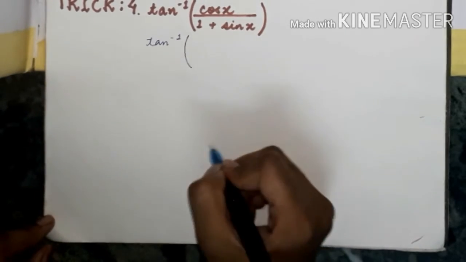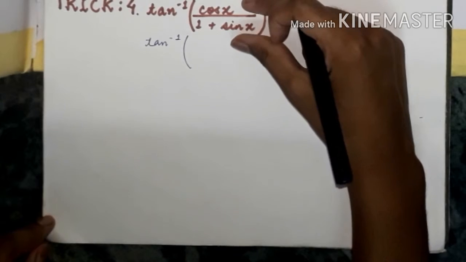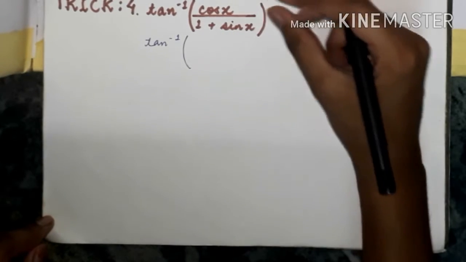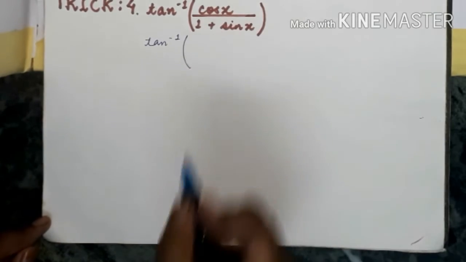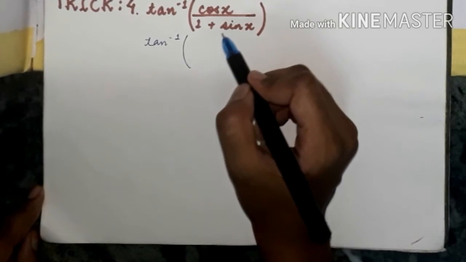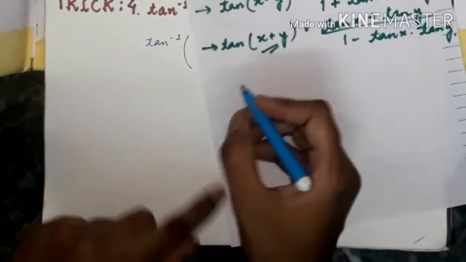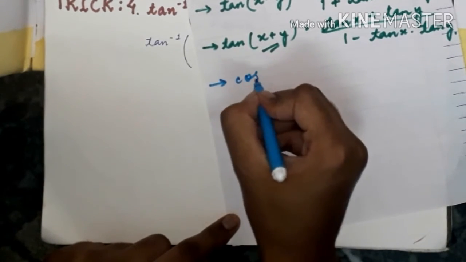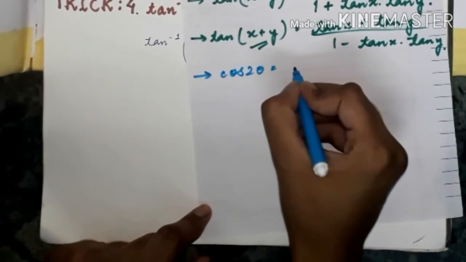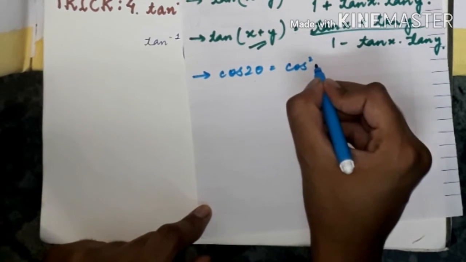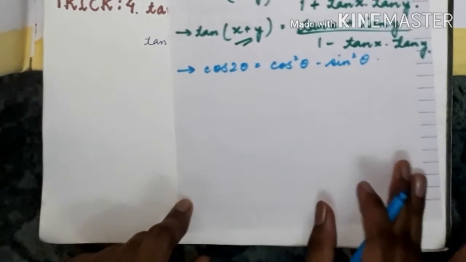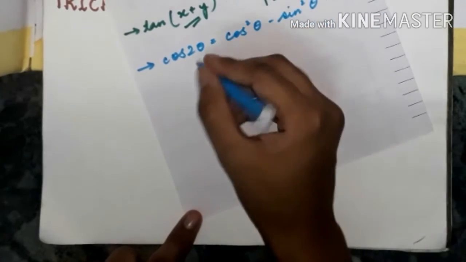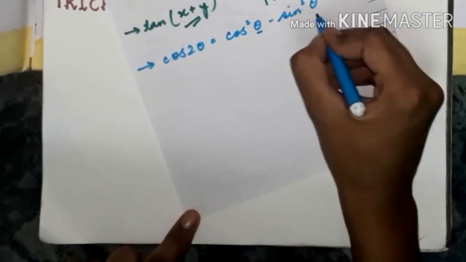In these questions also, you have to replace this expression by tan of some angle, tan theta. Let's see what is the trick here. Here also you have to use the formula of cos 2 theta. But which one? You have to use this formula: cos 2 theta is equal to cos square theta minus sin square theta. This is also an identity. Can you remember? Here you have 2 theta and here theta.